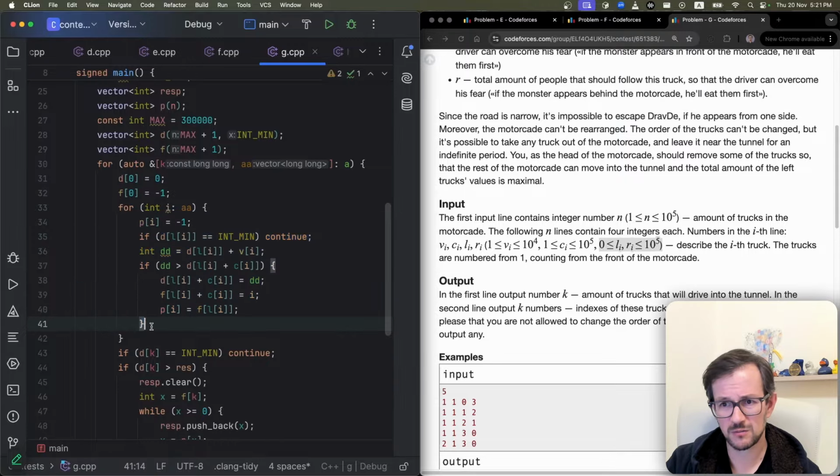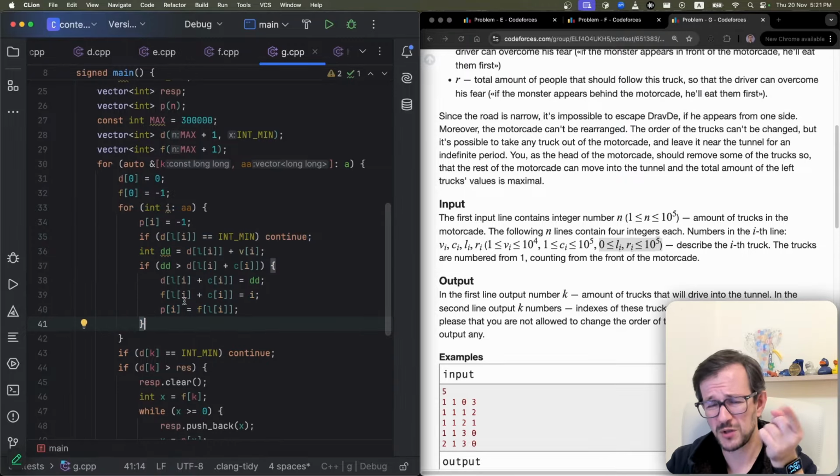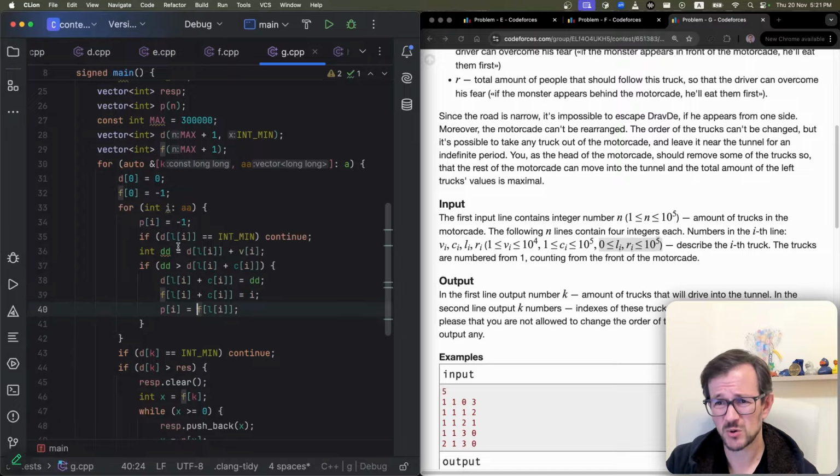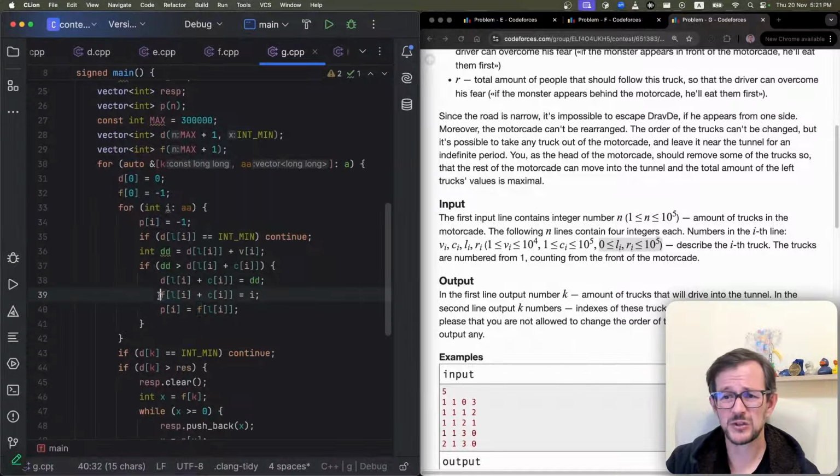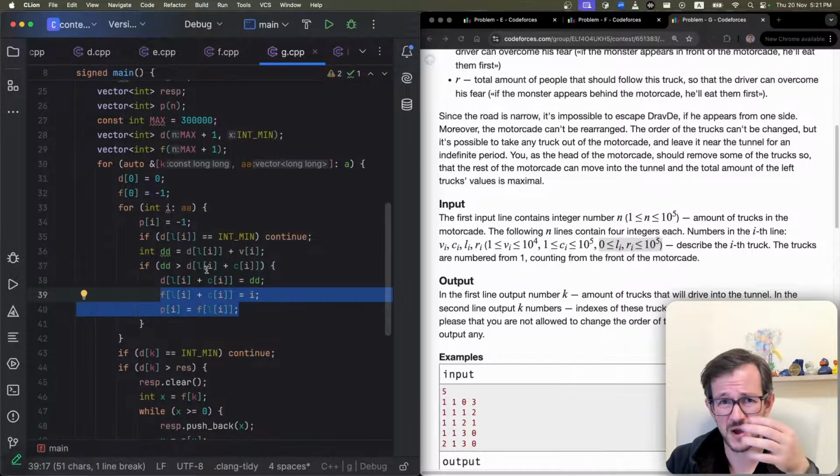Because I need a backwards pointer, it's a little bit overcomplicated, but it's actually easy. So I calculate this value and update it. I also need to update the backwards pointer here and remember which bus is now here. So this part is just technical, to restore the final answer.